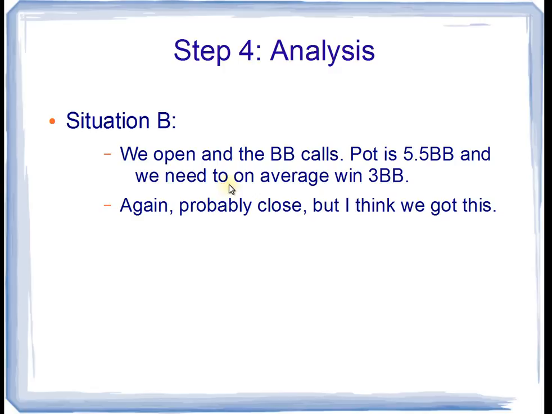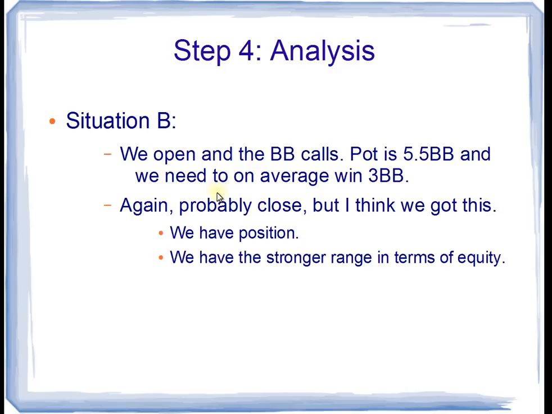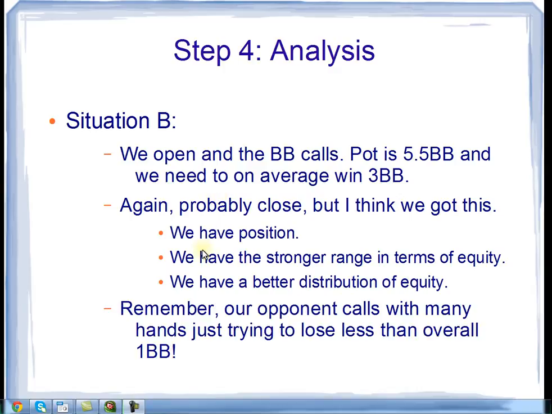So do we think we have that average? Do you think we on average have an EV of 3 big blinds post flop when the big blind calls? Again, it's probably close, but I think we got this despite the fact that the pot's smaller here. We have position, we have the stronger range in terms of equity, and we have a better distribution of equity. So we have all 3 of the things that I really look for in my range. So that's saying King 5 suited is probably going to be much more profitable in this situation than it often will be. Remember, our opponent calls with many hands, just trying to lose less than overall 1 big blind for the hand.